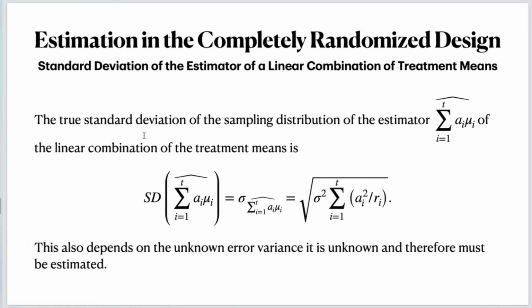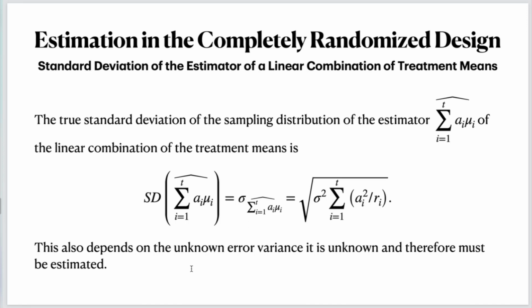The true standard deviation of the sampling distribution of this estimator of the linear combination is obtained by just taking the square root of the variance. That's what we've done here on the far right hand side. We are going to denote that in a couple different ways: SD, the standard deviation of that estimate of the linear combination, or sigma sub the point estimate in the subscript.